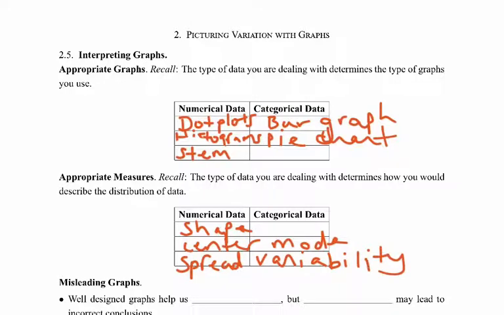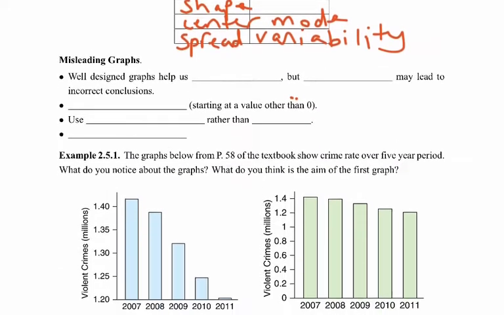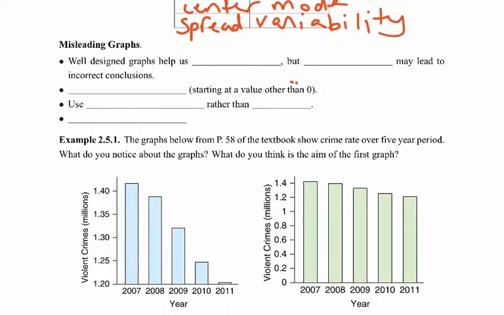One thing we want to be aware of and be on the lookout for are graphs that are misleading, because that does come up from time to time, and we see that a lot, especially on social media and sometimes even in news reports. They'll use graphs that have characteristics that are misleading to make you think one thing or another. So well-designed graphs help us see patterns.